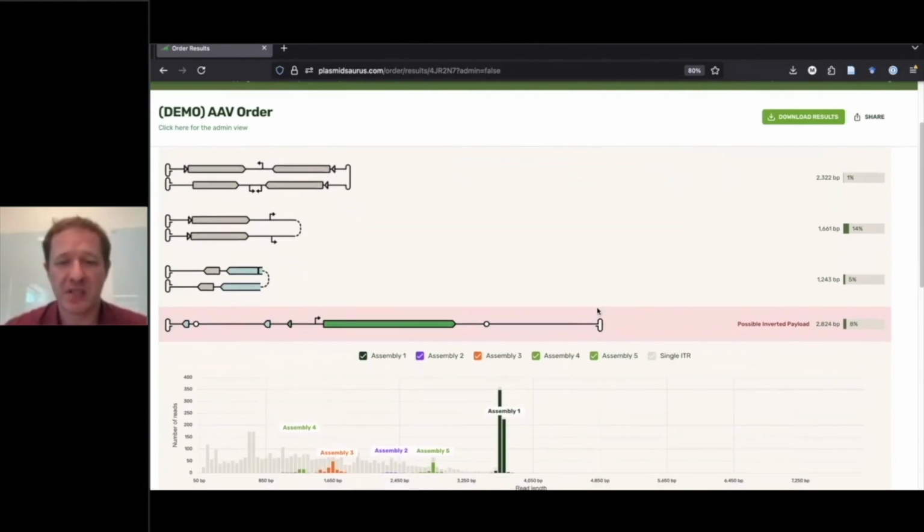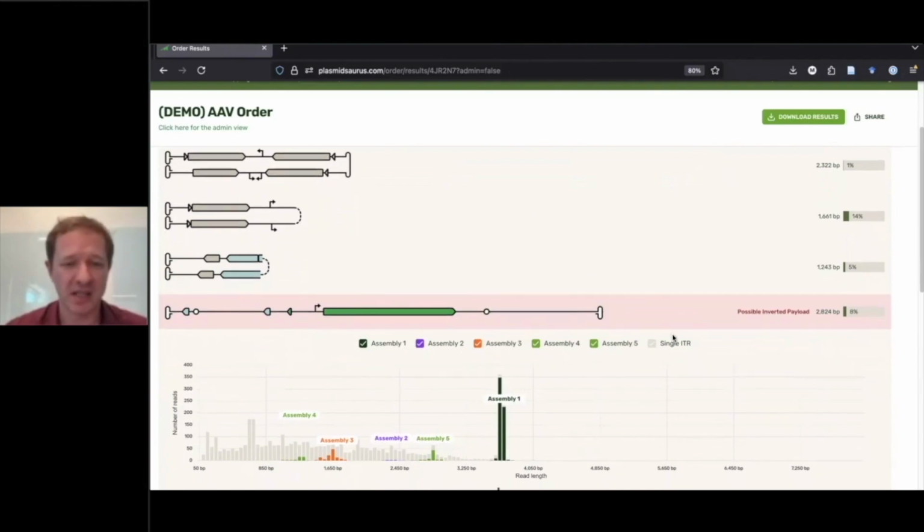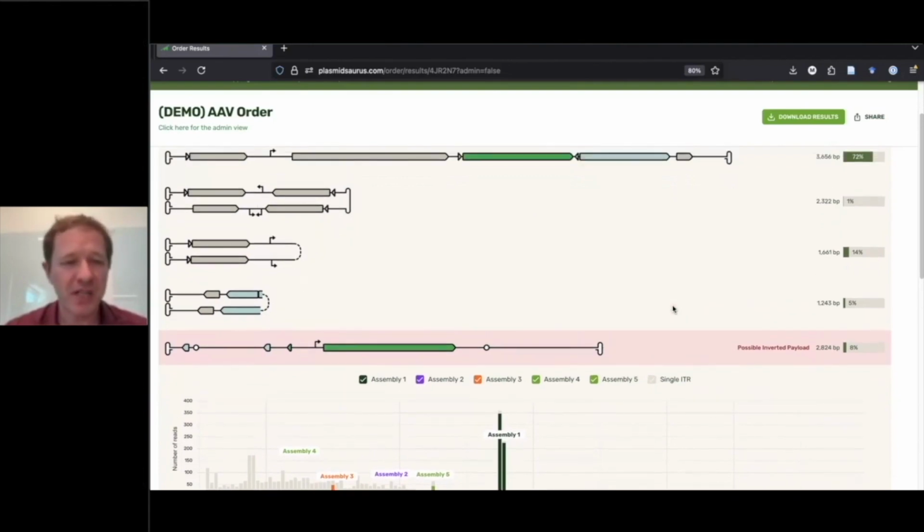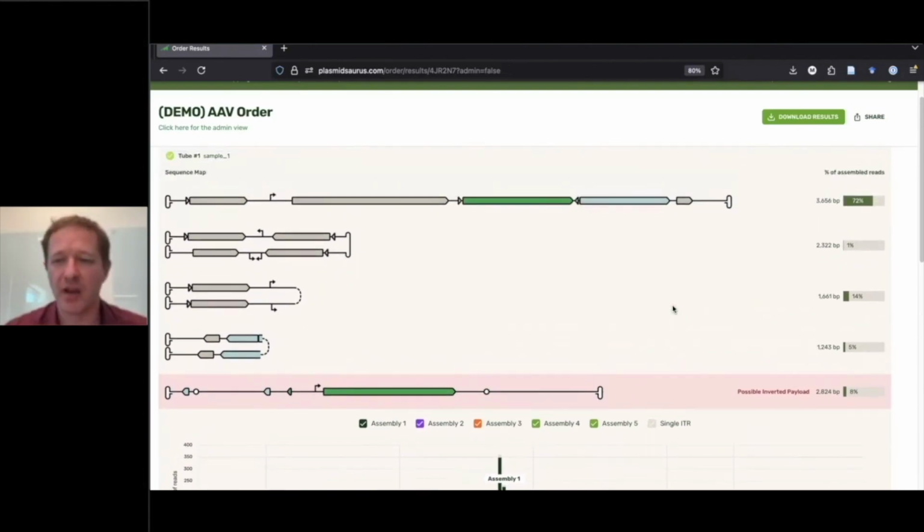You can also notice this genome at the bottom. It's highlighted in pink. What we've identified here is a possible inverted payload or reverse packaging event based on typical vector backbone sequences, such as the origin of replication. And so you can easily see that genome in your sample and its abundance as well. So that just gives you a quick overview of the genomes in your sample.